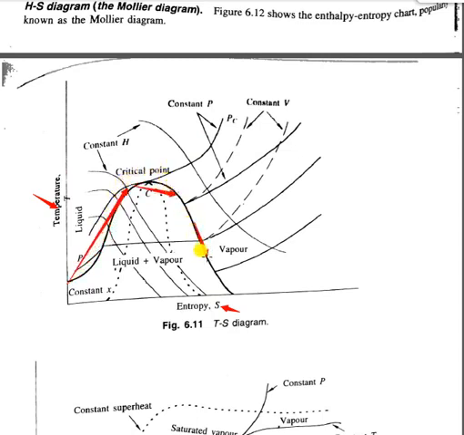Okay, and here the C point is the critical point. Okay, and below the critical point it is the value of liquid, and in the graph it is liquid plus vapor, and the outer part is the vapor. So if we draw the line, it indicates all these are the liquids.